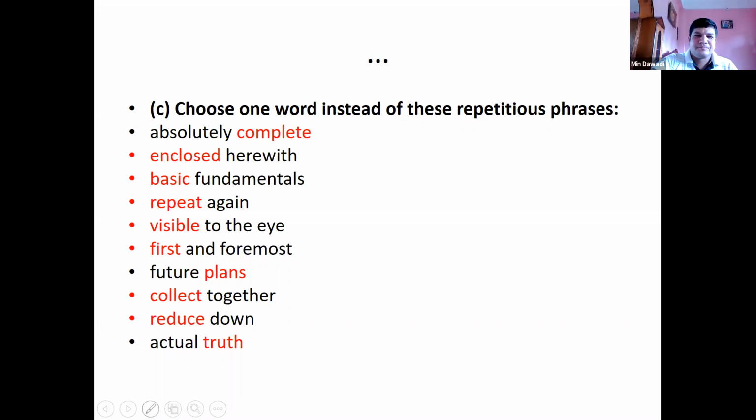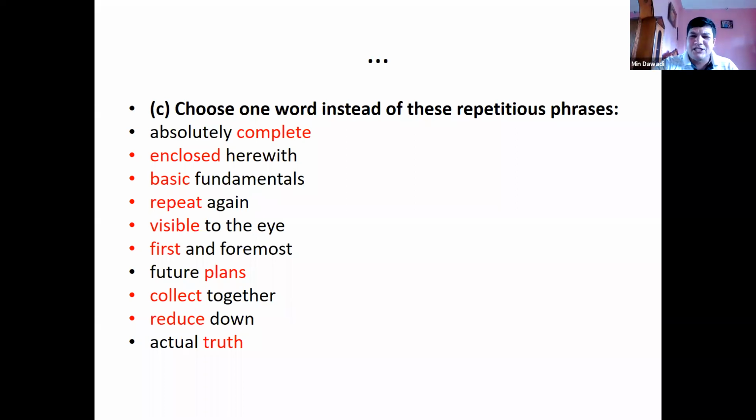For example, absolutely complete. The meaning of both words is the same. Absolutely complete, just saying complete is enough. Better to say complete only. No need to say absolutely complete. It is complete. Complete means 100 percent, doesn't it? When we say it is complete, it is understood that it is finished. If we say absolutely complete, it increases our word count again. Writing will be long. It is repetition. So don't repeat the same thing.